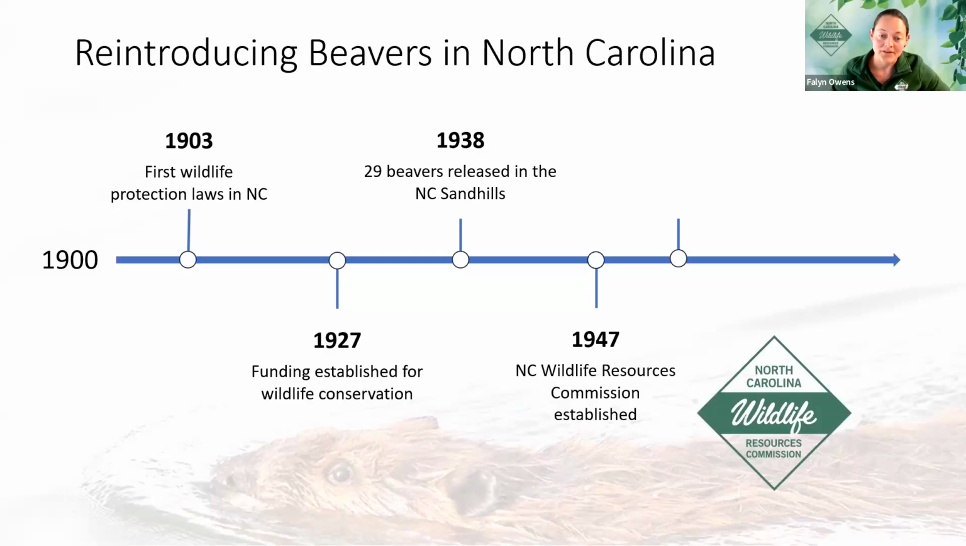Then in 1947, the North Carolina Wildlife Resources Commission, the agency that I work for, was officially established, which created more opportunity and resources to be able to reestablish wildlife populations. And then in 1953, the biologists that worked for the Wildlife Commission were able to confirm an estimated 1,000 beavers across 7 counties in North Carolina. So we went from 29 beavers to 1,000 relatively quickly. They were doing pretty well.